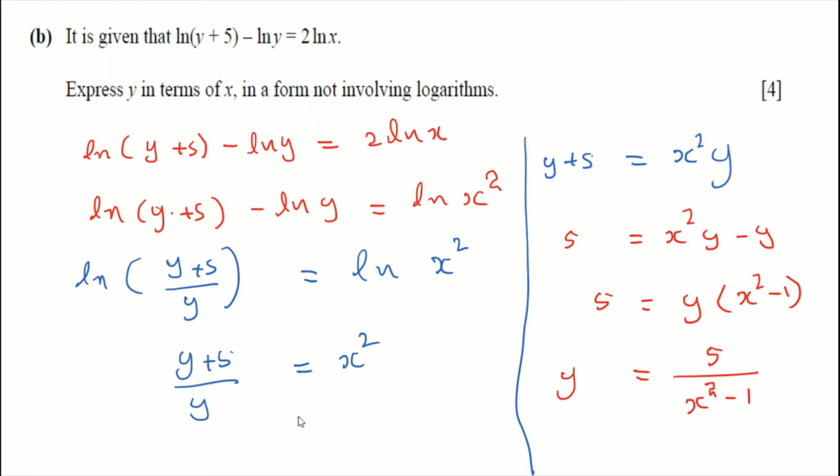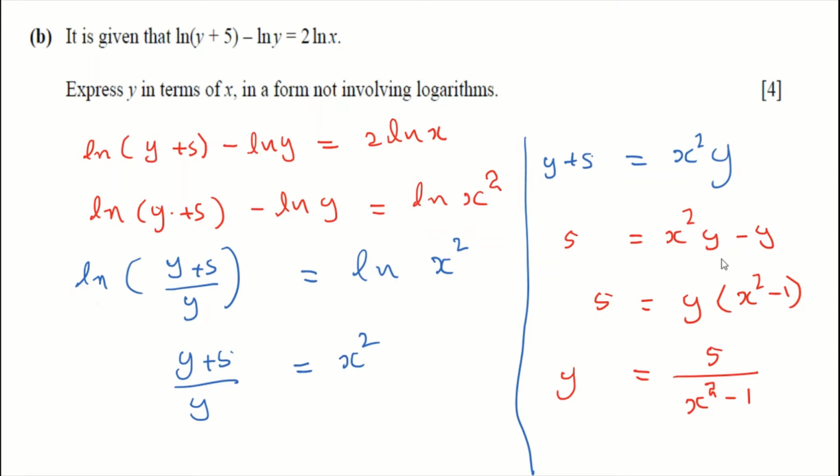Now this is a simple algebraic equation to make y the subject. In order to make y the subject, we first of all multiply this y onto the other side, cross multiplication. Therefore y plus 5 is equal to x squared into y, and this y is also taken to the right hand side. It will go as minus y. So 5 is equal to x squared y minus y.